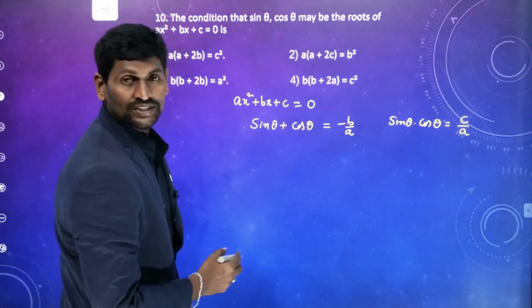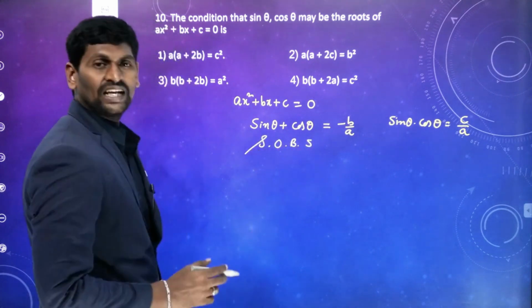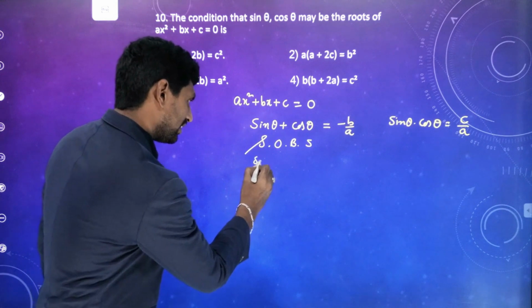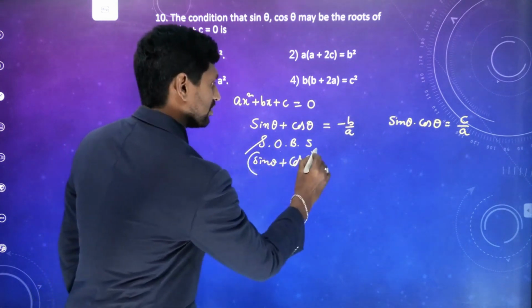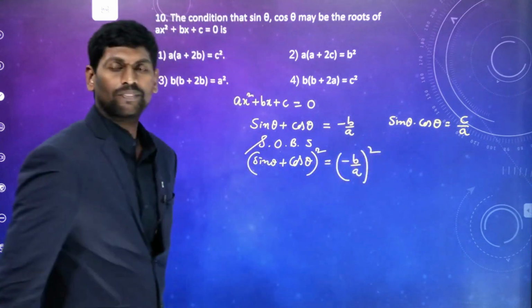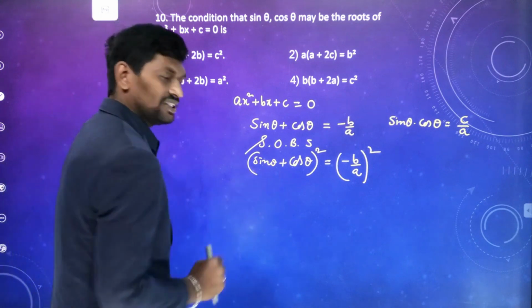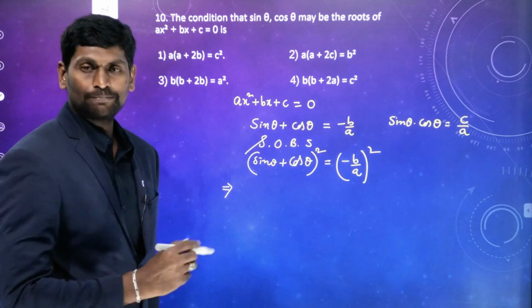Now squaring on both sides, then (sin theta plus cos theta) whole square equals (minus b by a) whole square. The left side is in the form of (a plus b) whole square, so let us expand it.